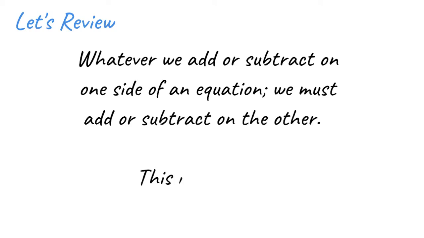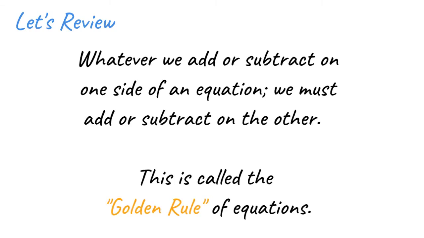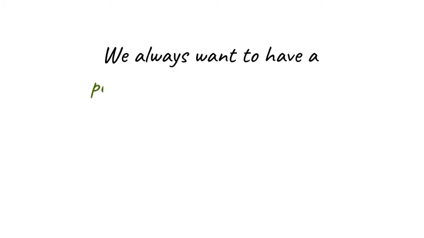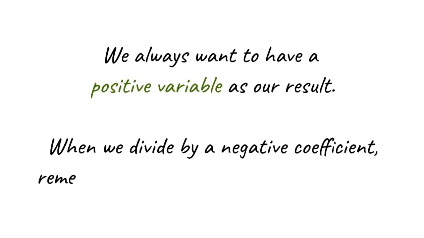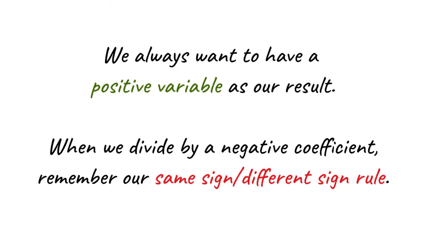So let's review. Whenever we add or subtract on one side of an equation, we must add or subtract on the other. This is called the golden rule of equations. Whenever we solve an equation, we always want to have a positive variable as a result. So when we end up with a negative coefficient, we include the negative sign, and when we divide by that negative coefficient, we remember our same sign, different sign rule in our result.